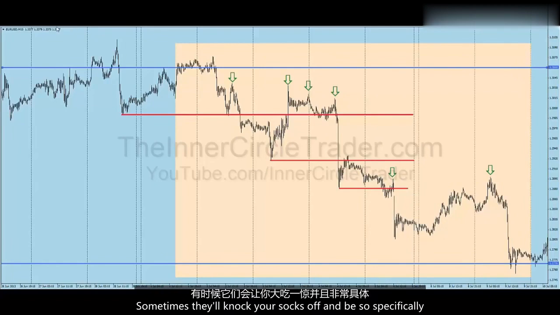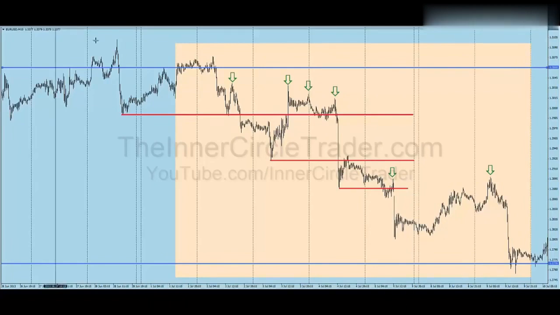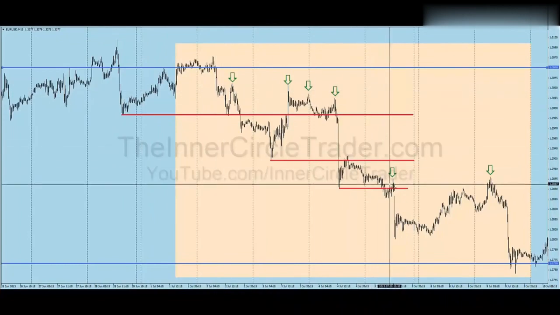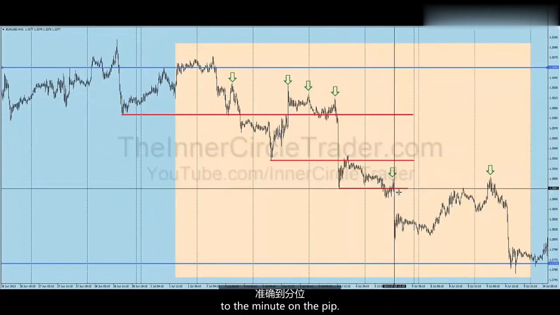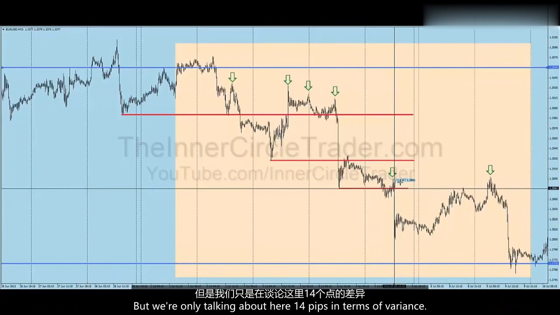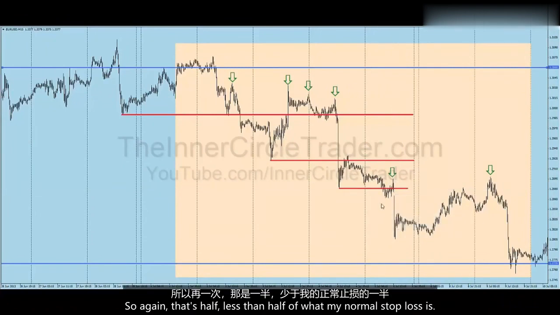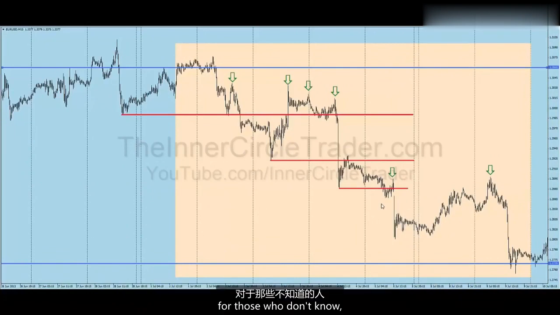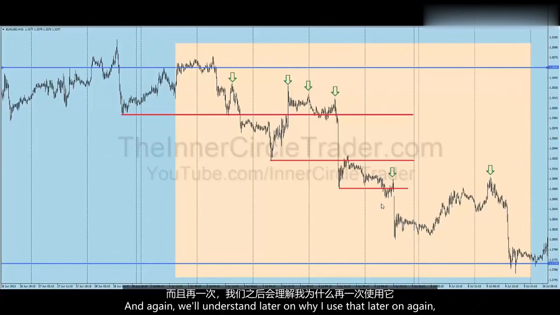Sometimes they'll knock your socks off and be so specific, right to the minute on the pip. But we're only talking about 14 pips in terms of variance. So again, that's less than half of what my normal stop loss is. For those who don't know, I usually trade with a 30 pip stop loss, and we'll understand later on why I use that. Not now.